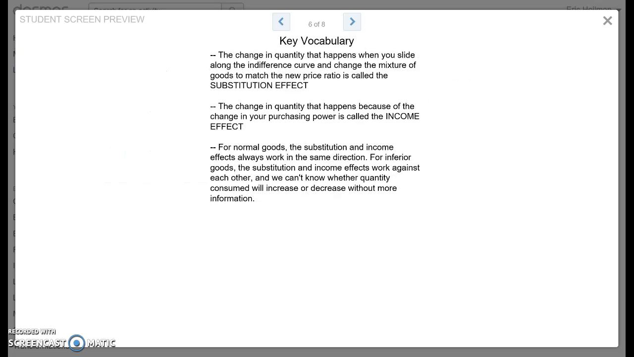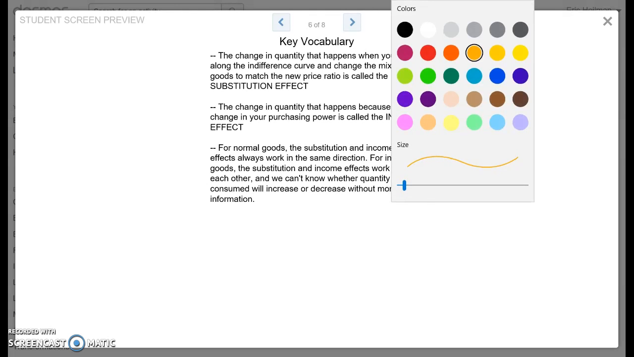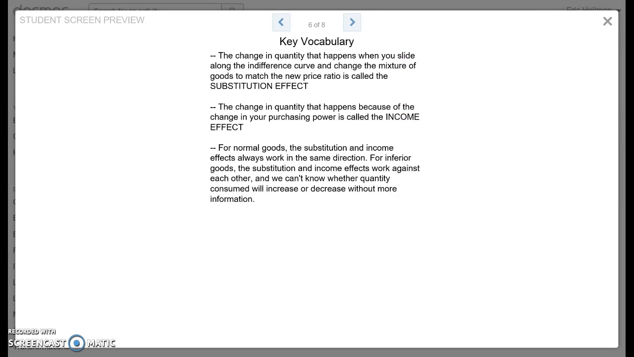Okay, some key vocabulary. So for normal goods, remember, I'm going to put a play pause question to make you remember what normal goods are. Normal goods are goods where when your income goes up, you buy more of it. So for normal goods, substitution and income effects always work in the same direction. If price goes up, they're both going to make you reduce.